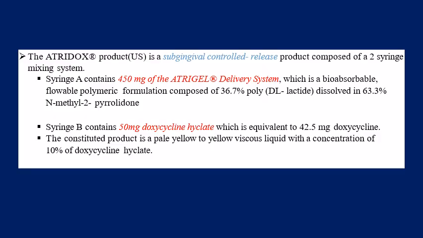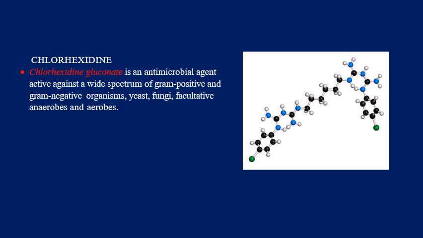The constituted product is a pale yellow to yellow viscous liquid with a concentration of 10% of doxycycline hyclate. Now chlorhexidine. Chlorhexidine gluconate is an antimicrobial agent which is active against a wide spectrum of gram-positive and gram-negative organisms, yeast, fungi, facultative anaerobes, and aerobes.